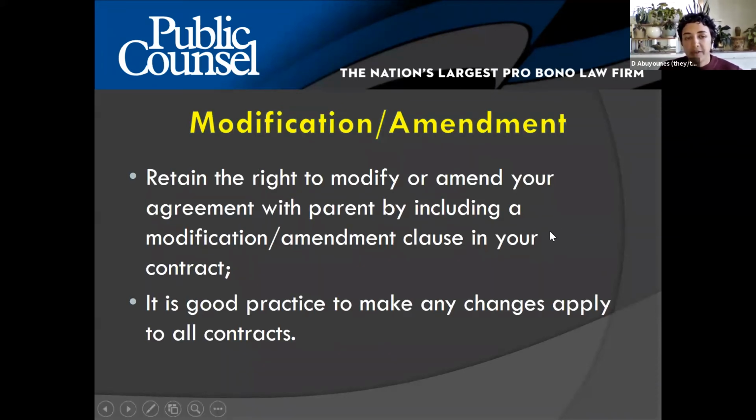For modification or amendment of the contract, you want to retain the right to modify or amend your agreement with the parents by including a modification or amendment clause in your contract. It's good practice to make any changes apply to all contracts. So when you change a contract, you don't want to change it for just one parent. You want to occasionally reevaluate your contract, make sure that it applies to your program and you're still using the practices that you indicate in it. And any changes that you make or update, for example, if you are going to update your contract with COVID-19 specific policies, you want to apply to all parents and provide a new contract to all clients of yours and receive a signed copy back from them.